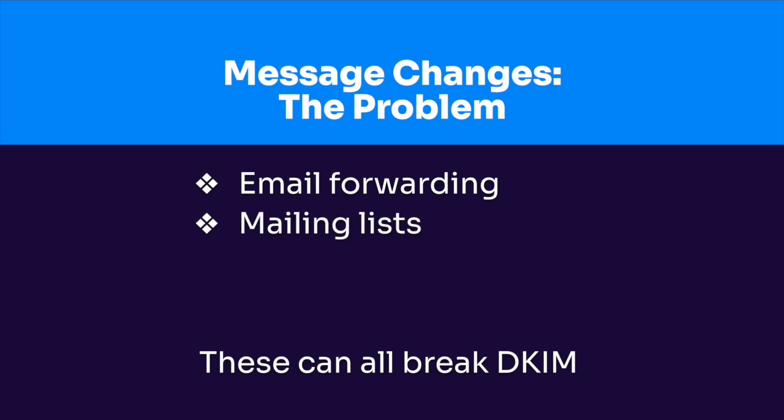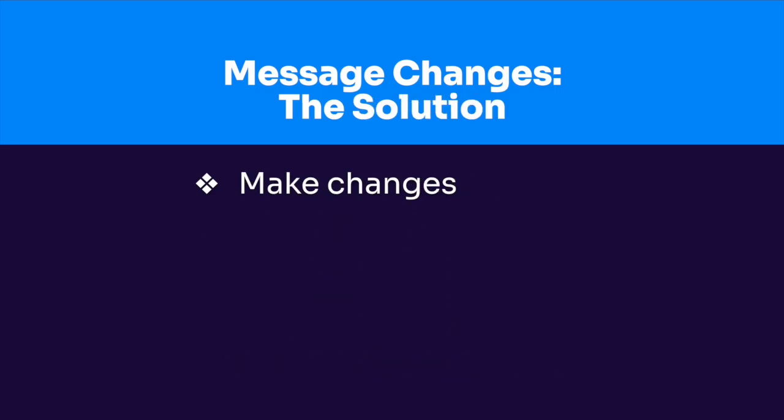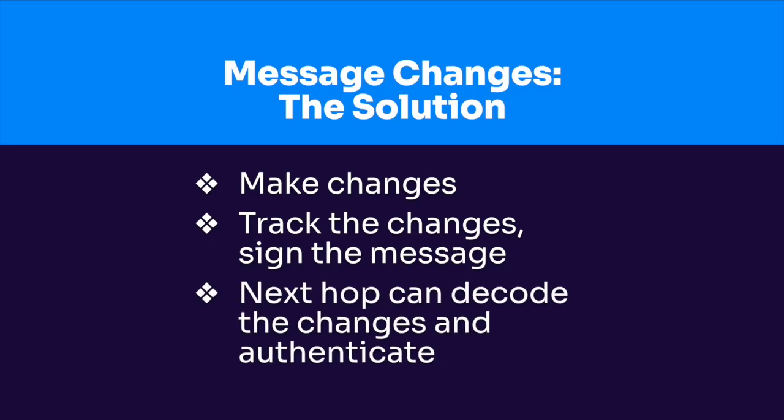Message changes. Things like forwarding, mailing lists, and link rewriting often break DKIM today. DKIM2 aims to allow controlled message changes, with each step adding its own signature and documenting what changed. That way, the final receiver can trace the chain and still validate the original sender.